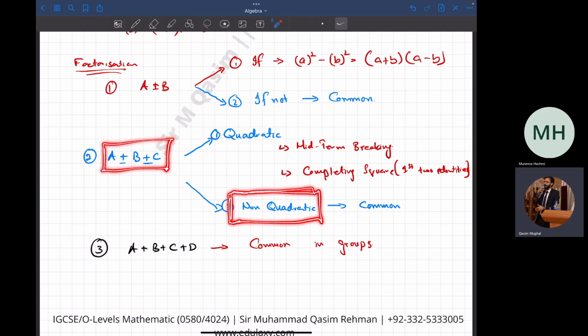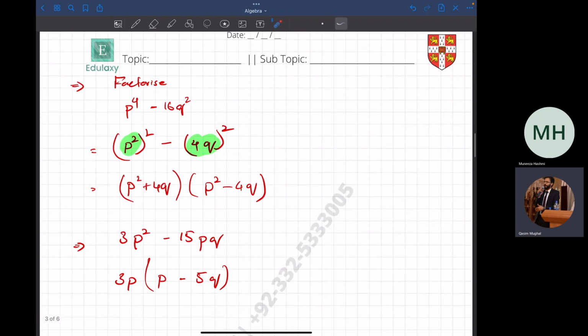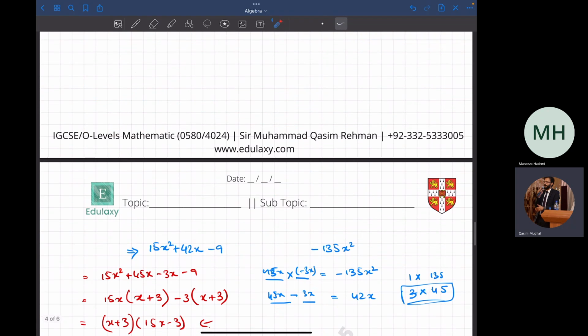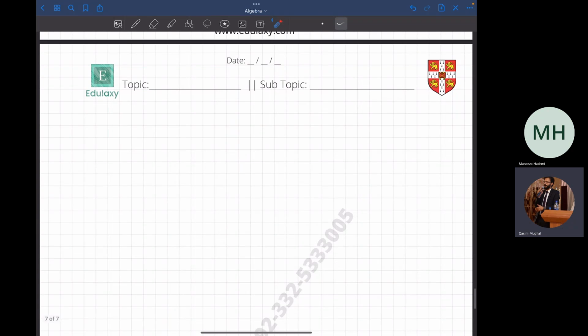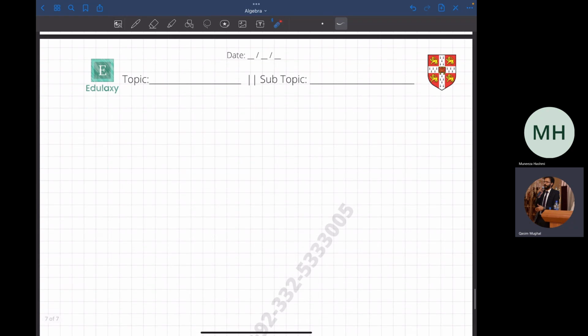All right, now one of the critical cases: sometimes you have three terms and it looks non-quadratic, but if you make some changes in it, it becomes quadratic. That is known as coded quadratics. Okay? Yes. All right, now for example, let me just share an example with you.